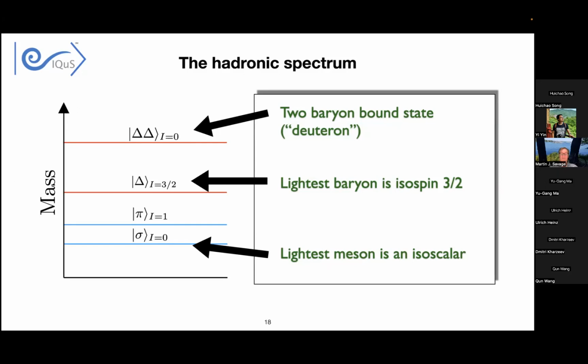But you also have a bound state. It turns out that the I equals 0 object, the two baryon state, is also bound. So you do have a deuteron, and I'm using air quotes here. One does have a deuteron in the system that we can work with. So one can actually start to do some deuteron physics in principle with this type of system.